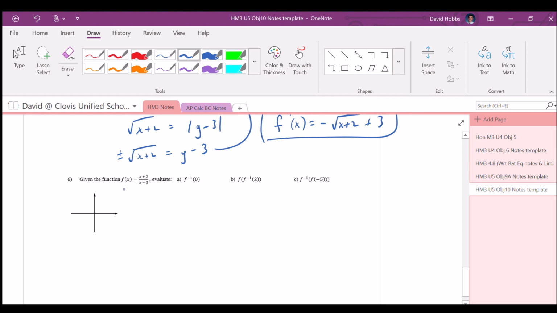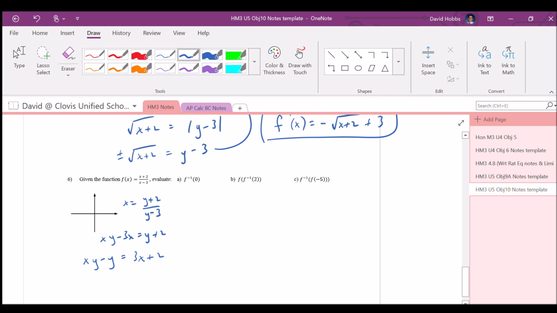So switch the x's and y's. So x equals y plus 2 over y minus 3. Okay, solve for y. So I'm going to cross multiply. So I get xy minus 3x equals y plus 2. We need to get the y's together. So I'm going to move y to the left: xy minus y equals, and I'm going to move the negative 3x to the right.